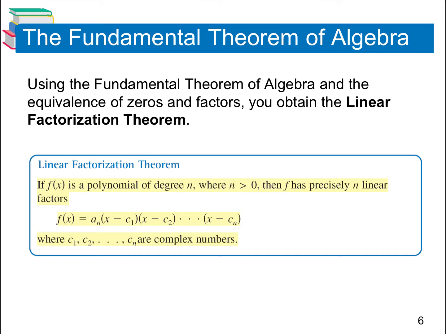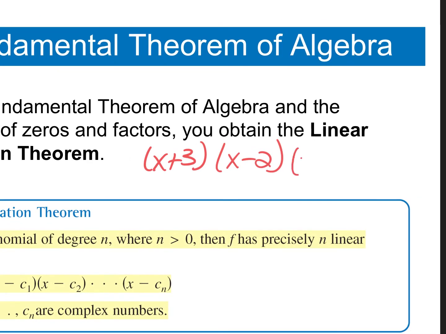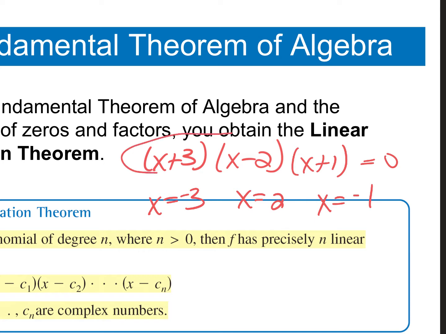All that means is, you guys will get a bunch of answers. Say you have x plus 3, x minus 2, x plus 1, right? How would you get the zeros if you have these three factors? You set each equal to 0. So you have x equals -3, x equals 2, and x equals -1, right?